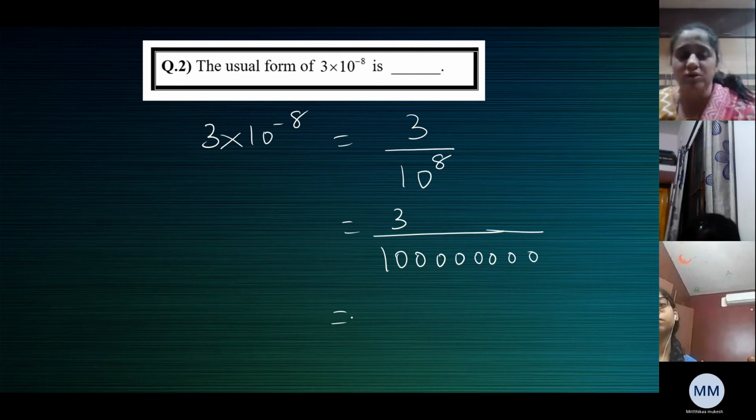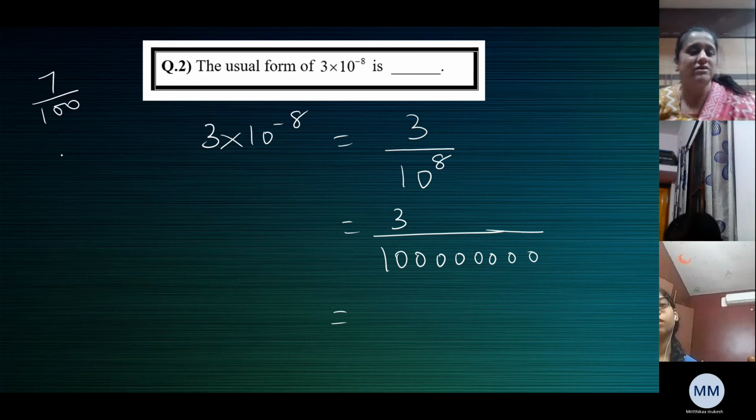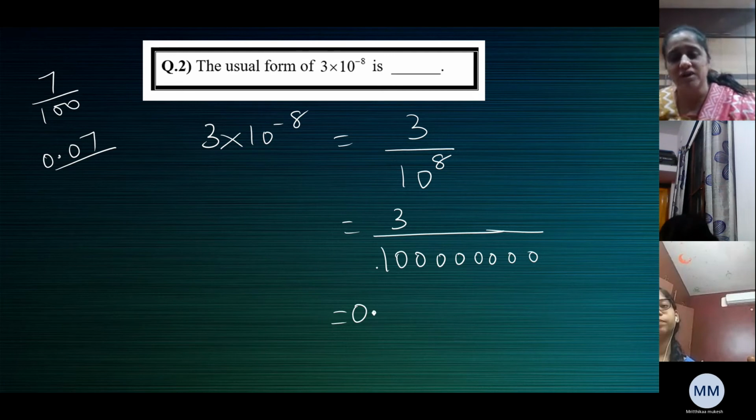So now I don't know what to do with this, so I'm taking an example, 7 by 100. What will I do with 7 by 100? 7 by 100 is 0.07. Similarly, 3 by 1 followed by 8 zeros means after the decimal point, there should be 8 digits. There's already one digit 3. So 7 zeros.